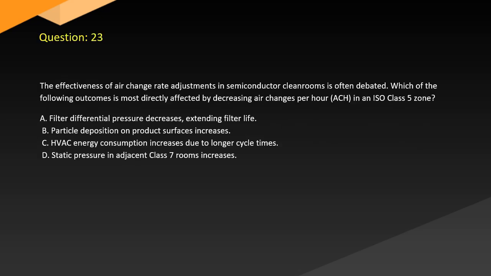Question 23. The effectiveness of air change rate adjustments in semiconductor cleanrooms is often debated. Which of the following outcomes is most directly affected by decreasing air changes per hour in an ISO Class 5 zone? A. Filter differential pressure decreases, extending filter life. B. Particle deposition on product surfaces increases. C. HVAC energy consumption increases due to longer cycle times. D. Static pressure in adjacent Class 7 rooms increases.